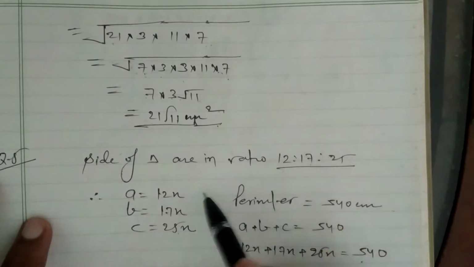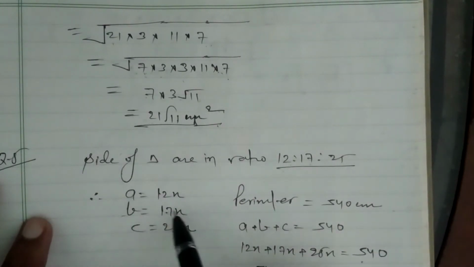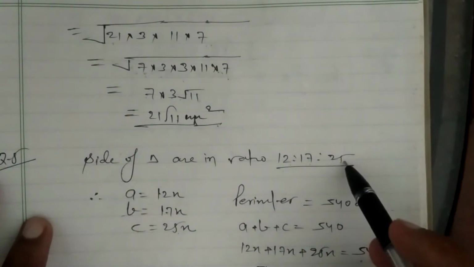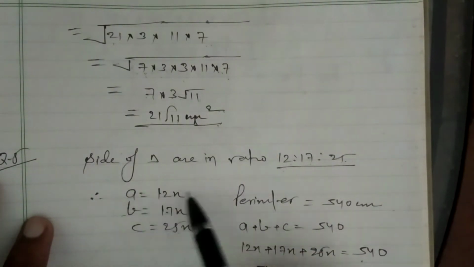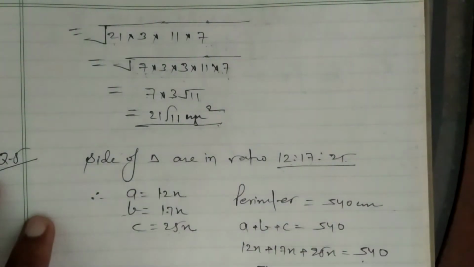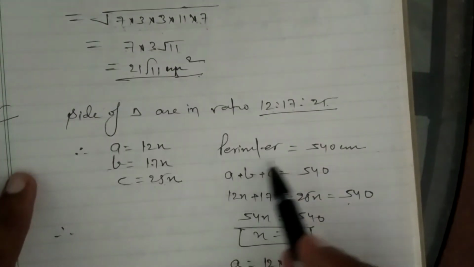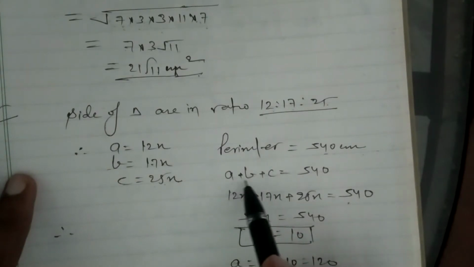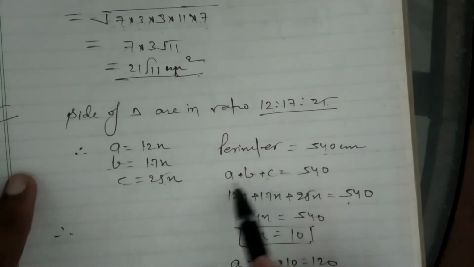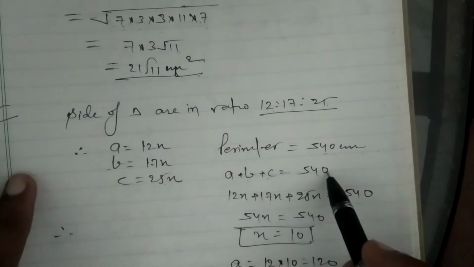So first side A will be 12x, second side B will be 17x, and third side C will be 25x. Whenever sides are given in the ratio, we assume the sides like this. You know already, perimeter is given 540 centimeter, and perimeter is written by a plus b plus c. So a plus b plus c equals 540.